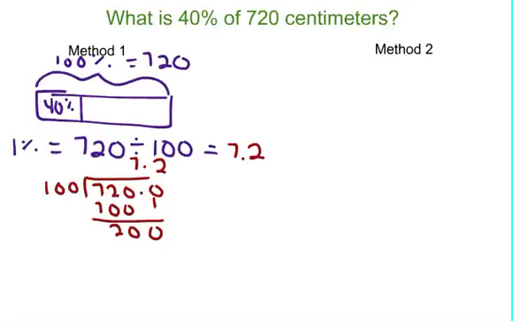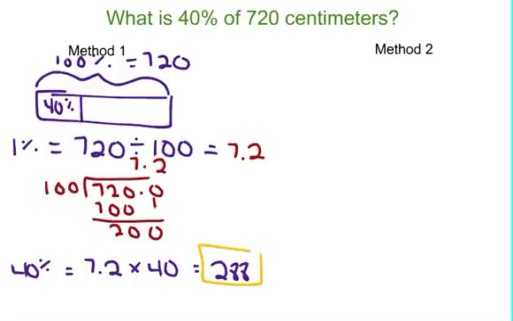Now that we know what the 1% equals, we can find out what 40% equals by taking the 1% and multiplying it by the 40. When you do the multiplication, you find that your answer would be 288. So 40% of 720 centimeters is 288 centimeters.